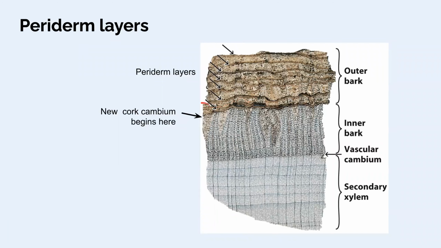So this illustration here shows how the cork cambium has to kind of reset itself toward the inside every once in a while. So these arrows are successive layers, boom, boom, boom, boom, boom, several times that the plant has had to restart making bark from the inside.